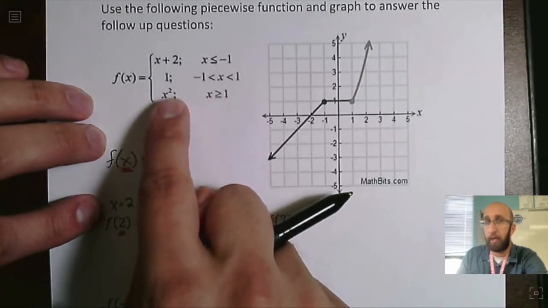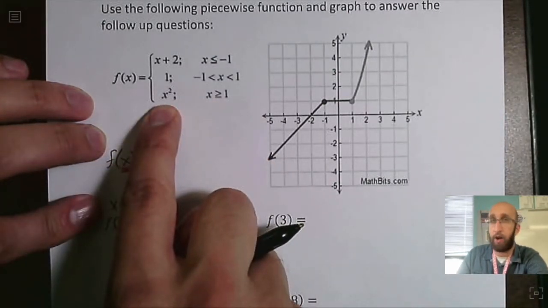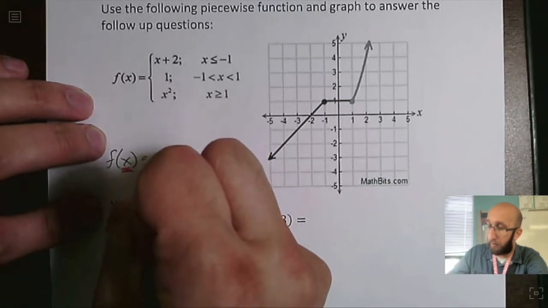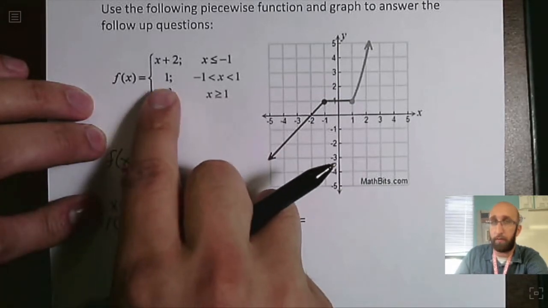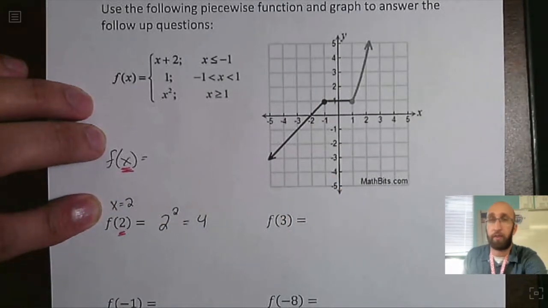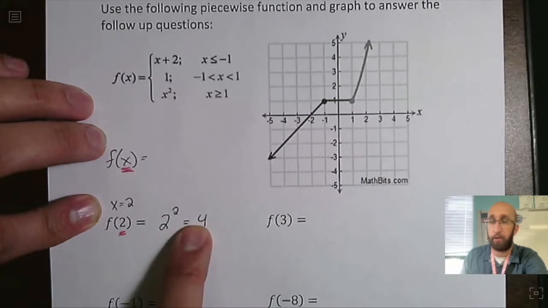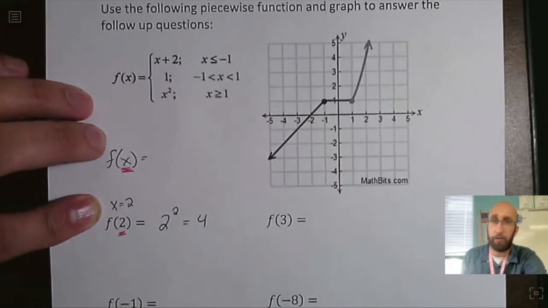What you would do algebraically is plug a 2 in for the x in this equation. So if you plug in a 2 for the x, and we still need a square, 2 squared is 4. That's how you can use this equation to evaluate f of 2. It's 4.